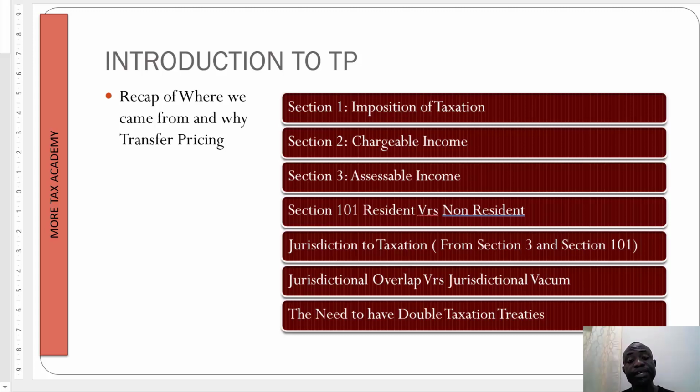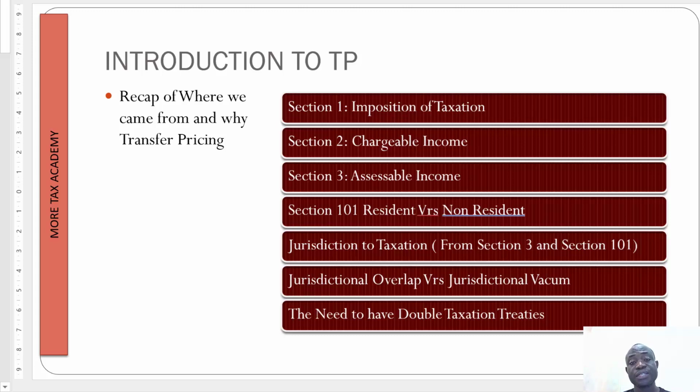So we saw 4 main types of resident person. We had resident individual, resident partnership, resident trust, and then resident companies. All of these things were critical in determining how we should assess the income of a person to tax. Then we said that, look, if we continue to hold on to this resident concept in our local law, we're going to have issues. You remember that jurisdiction has to do with the power.